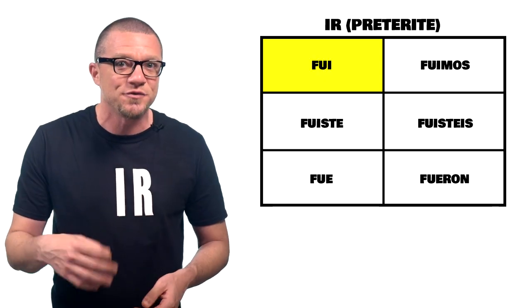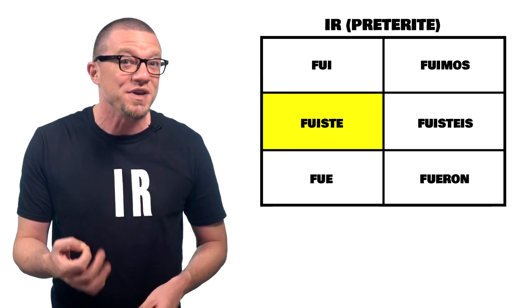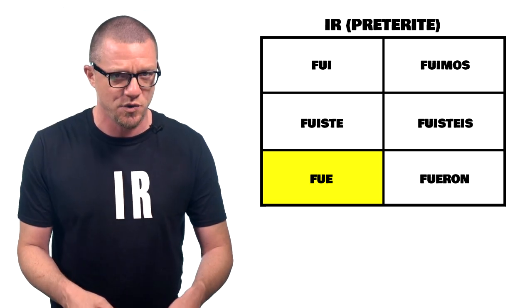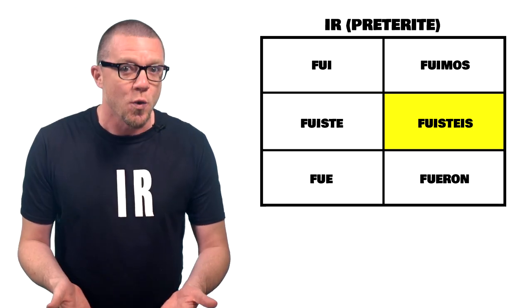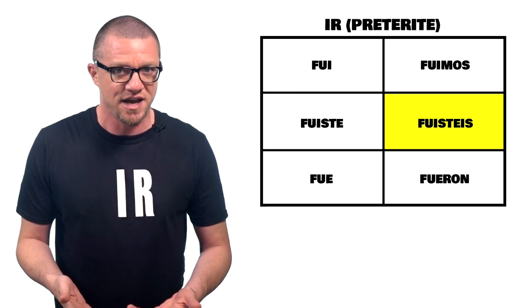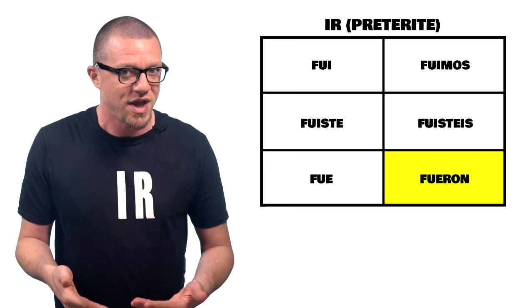So I went is fui. Normal you went is fuiste. Formal you went or he went or she went is fue. We went is fuimos. Normal you all went is fuistes, solo España. Formal you all went or they went is fueron. And this is what gets everybody's attention.